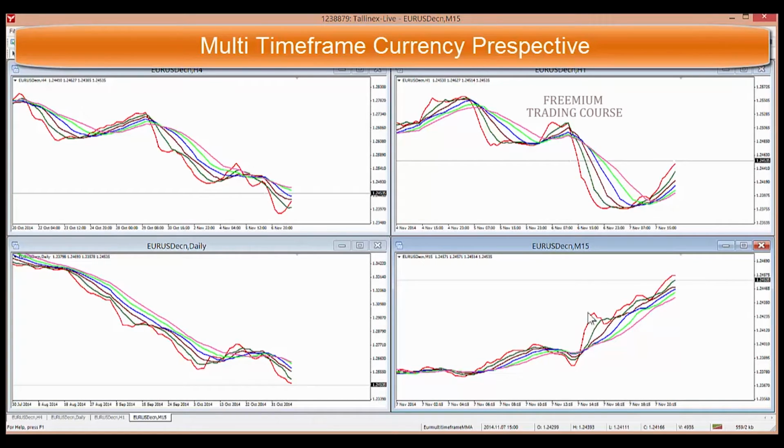But don't worry, we will cover the setup of the indicator as well as the setup of these charts that I'm showing you right now in the course in quite a lot of detail. I'll be setting them up from scratch so that you will be able to do them yourself.